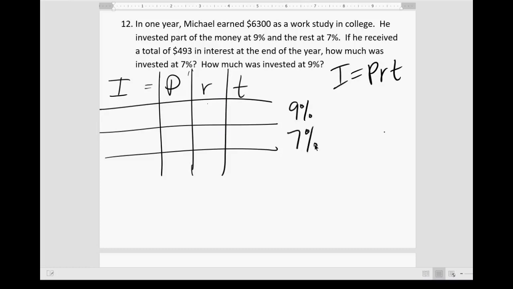One investment at 7%. Okay, so let's fill in what we know in our table. He earned $6,300 as a work-study student in college. He's going to invest all of that. I'm going to make this bottom row the total. His total investment is $6,300. So that's going to be the total deposit here.